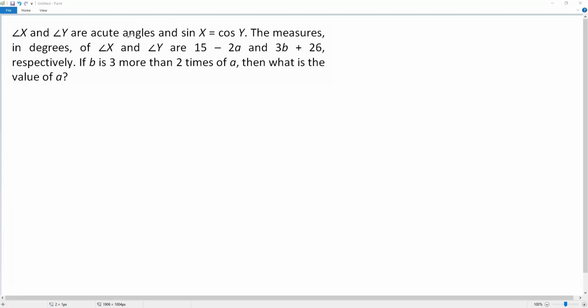Angle x and angle y are acute angles and sin x equals cosine y. The measures in degrees of angle x and angle y are 15 - 2a and 3b + 26 respectively. If b is 3 more than 2 times a, then what is the value of a?